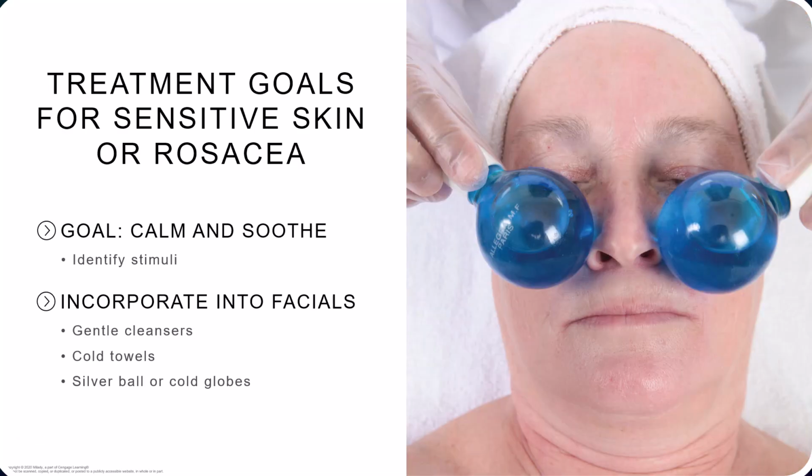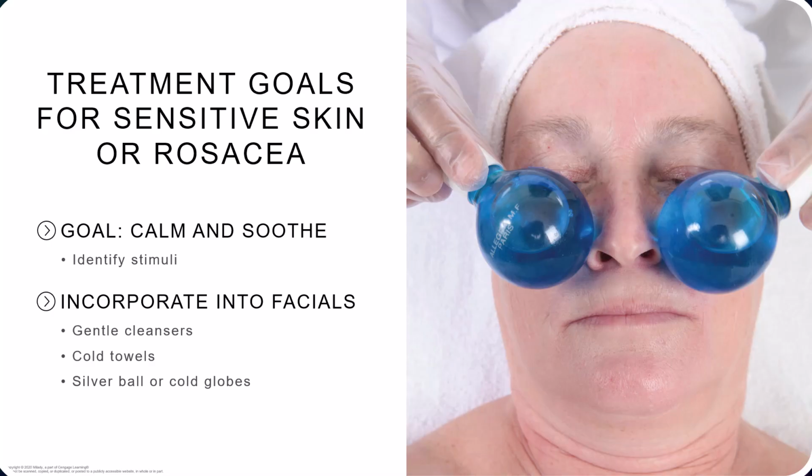The treatment goal for rosacea skin or sensitized skin or sensitive skin is going to be to identify and avoid stimuli that provoke a response, provide the skin with topical application of ingredients that help calm and soothe the skin, help maintain the skin's protective moisture barrier, and encourage the client to consult a dermatologist if you think that's necessary. And for home care, you want to advise clients to avoid heat, the sun, spicy food, and stimulating products.